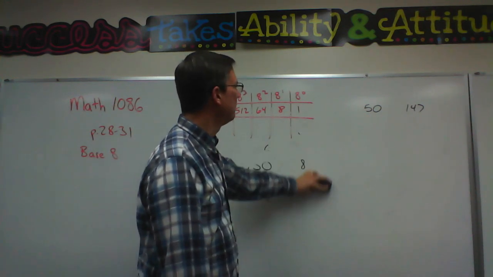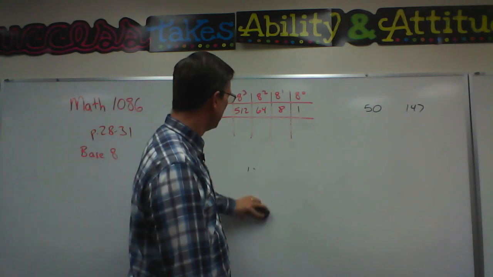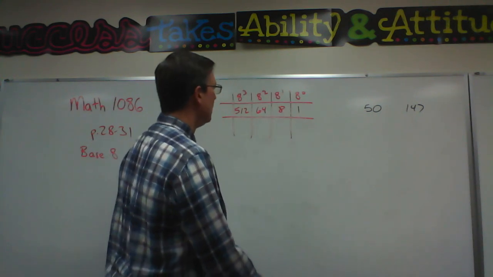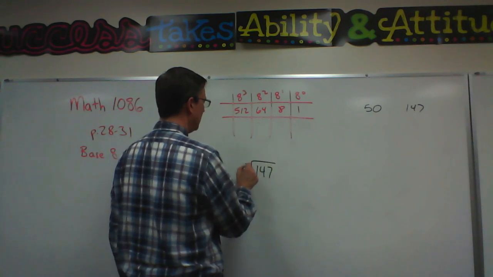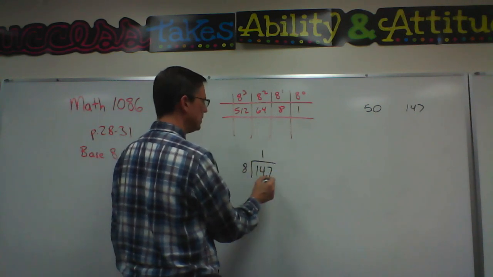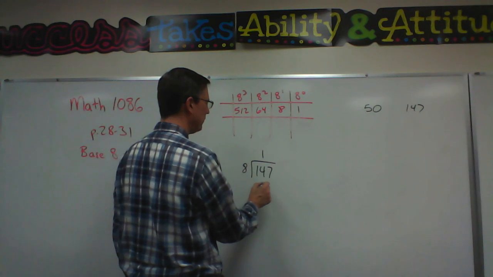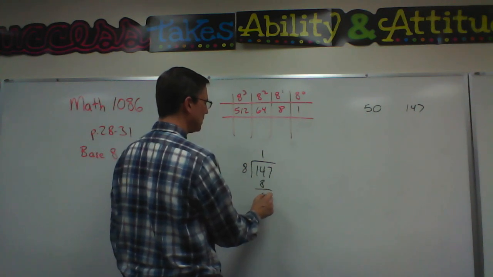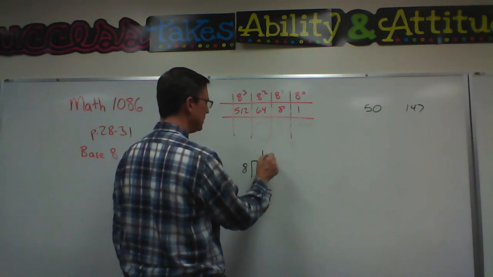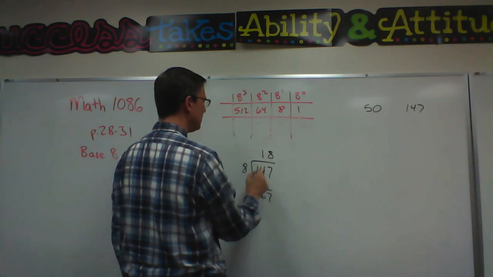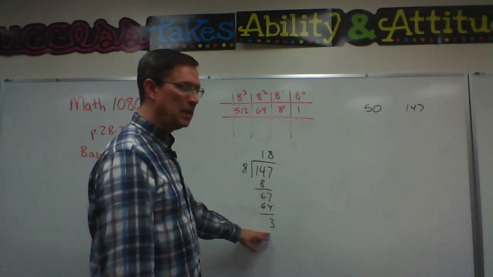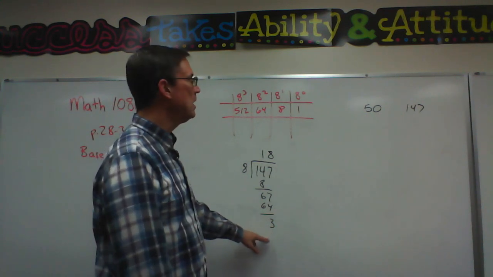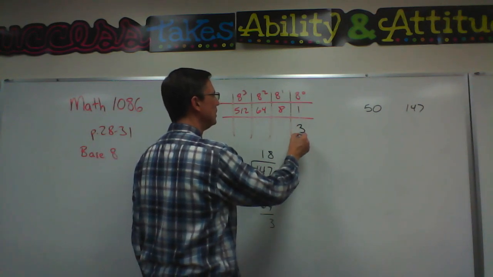Let's do it with a bigger number like 147, okay? We're going to divide by 8. 8 goes once into 14. Subtract, and I get 6. Bring down the 7. 8 goes into 67 8 times, because 8 times 8 is 64. 7 minus 4 is 3. All right, once I get to the end here and I have a remainder, the remainder goes in this column.